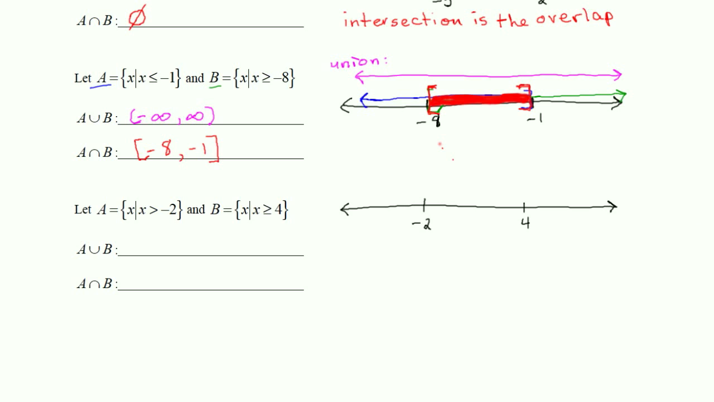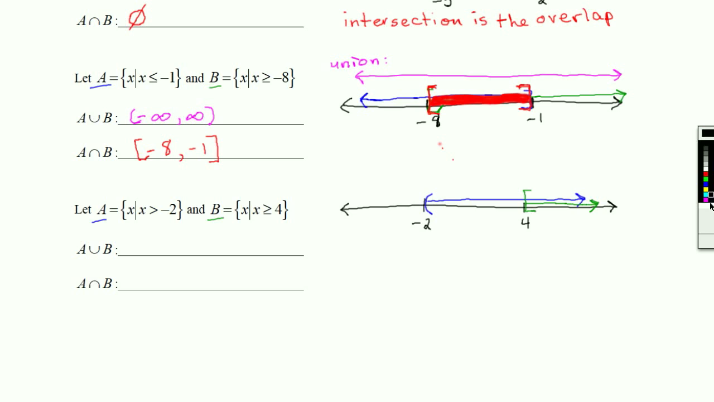So let's do again the set A in blue. That's going to be greater than -2, which looks like this. And we'll do the set B in green. That's going to be greater than or equal to 4. We can see that what's unusual about this case is that both of these graphs go in the same direction.